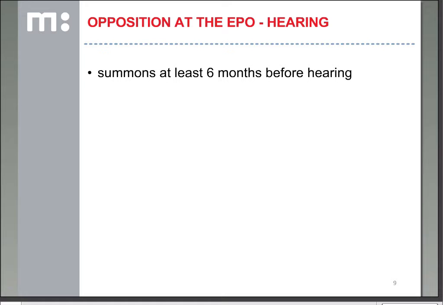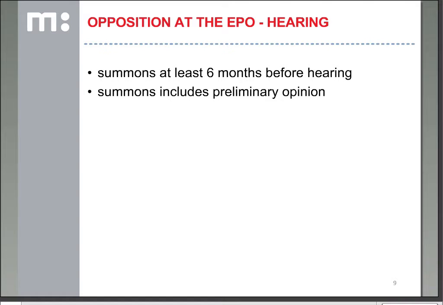Usually the summons for the oral proceedings you receive at least 6 months before the hearing takes place. A hearing will take place if either of the parties requested it or if the opposition division deems it helpful for the proceedings as such. And with the summons, you usually receive a preliminary opinion, and in that preliminary opinion, there will be the main issues which will have to be discussed at the oral hearing.